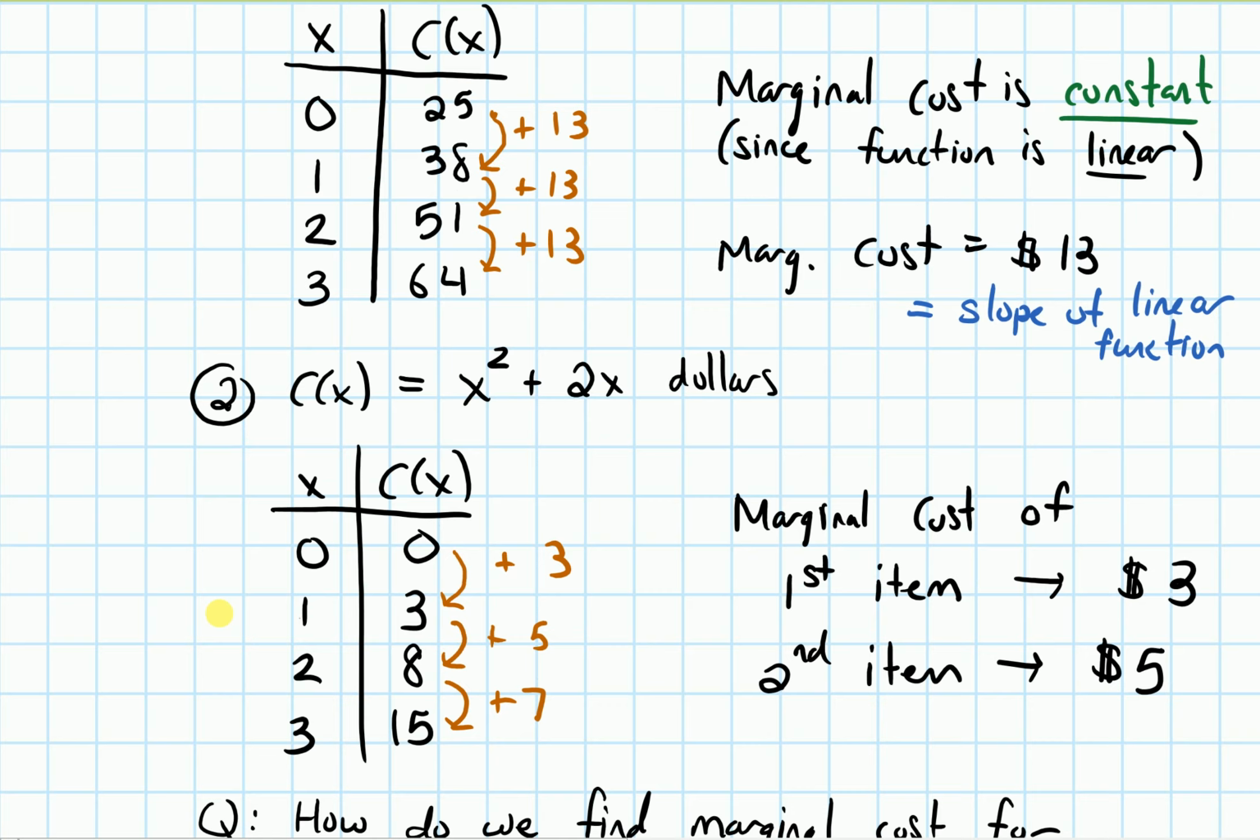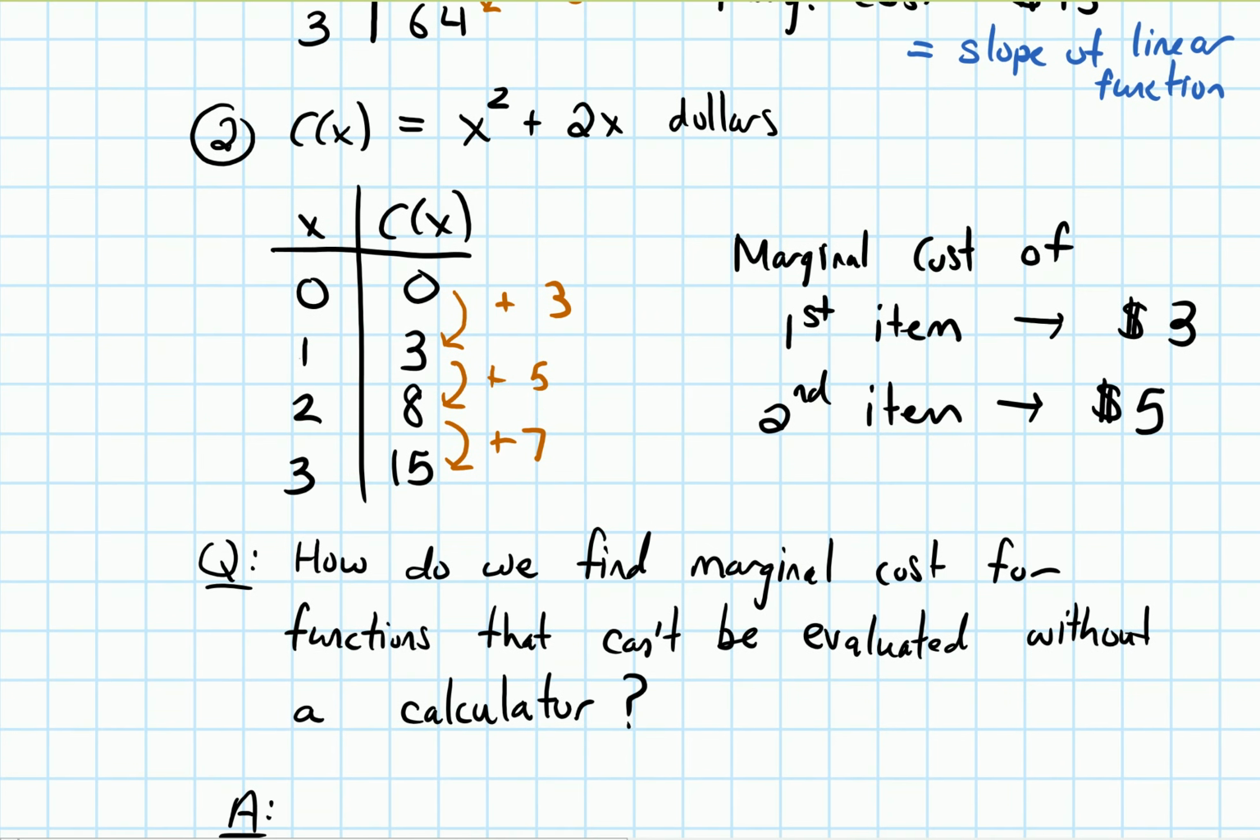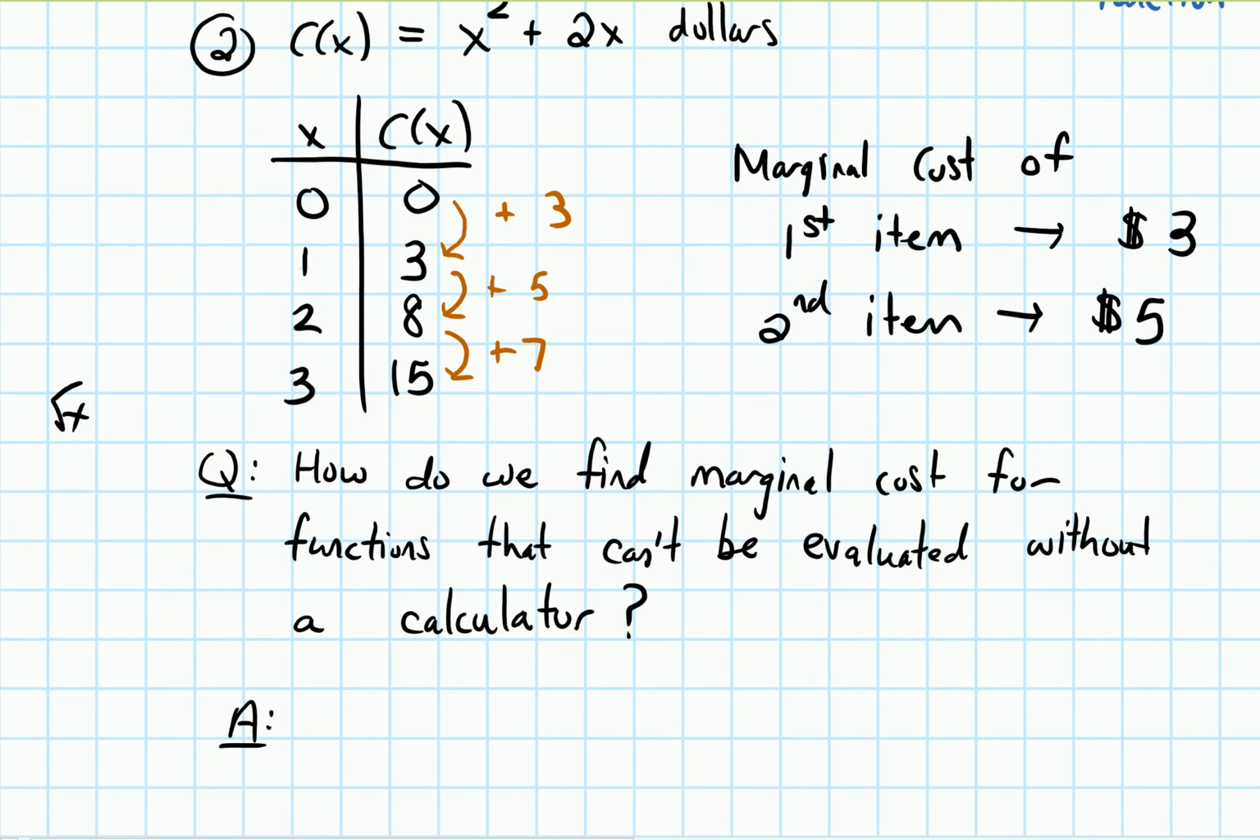Now the question is, how do we find the marginal cost for functions that can't be evaluated without a calculator? What if I have a function like square root of x that I can't plug values into without a calculator? Or sometimes I want to do this without even having a formula for my function. How could I get the marginal cost? The answer to that is we will use tangent lines.